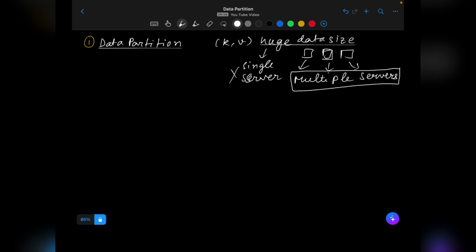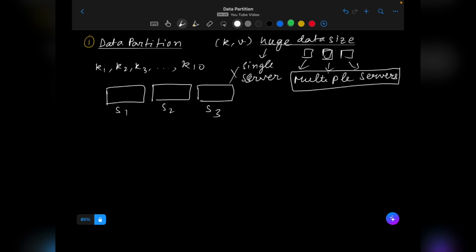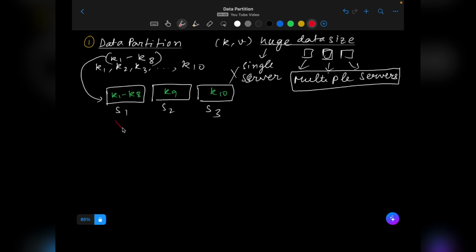Consider a scenario where I have key 1, key 2, key 3, up to key 10, and multiple servers like server 1, server 2, server 3. Suppose key 1 to key 8 are mapped to S1, S2 stores key 9, and S3 stores key 10. If server 1 goes down, all these keys are lost for the time being. So if we do a read request for a particular key, we return either stale data or no data.